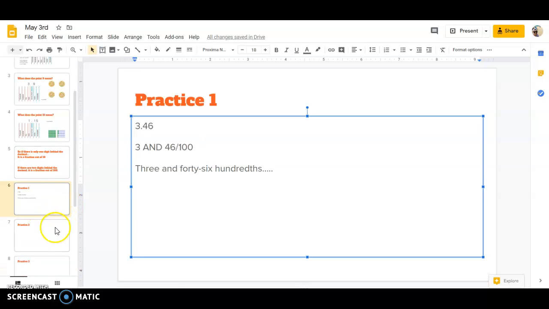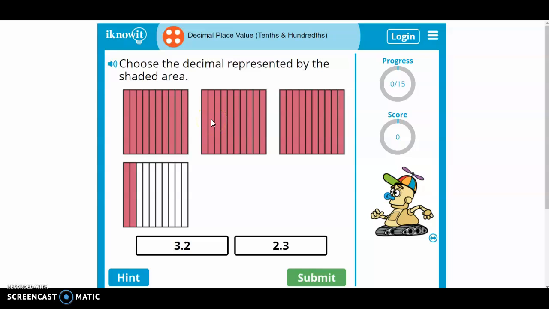Okay. What if I asked you which number is in the ones place? The answer should be 3. What if I asked you which number is in the hundredths place? The answer should be 6. What if I asked you which number is in the tenths place? The answer should be 4. So instead of continuing to write examples, I'm going to take you to this website I really like called iknowit.com, which many of you already know.